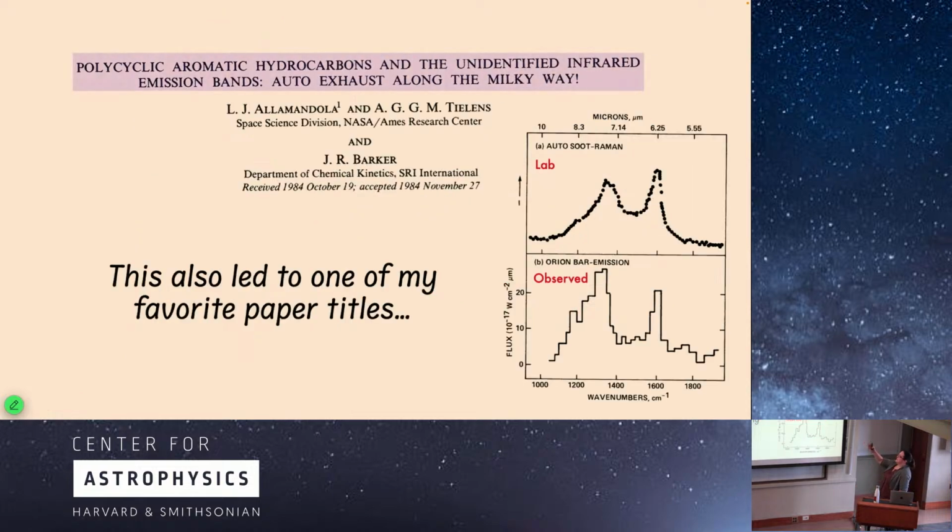This also led in the 80s to one of my favorite paper titles: polycyclic aromatic hydrocarbons and the unidentified infrared emission bands, auto-exhaust along the Milky Way. And this came about because of the comparison of the lab spectrum of auto-exhaust to the spectrum of the Orion Bar, showing the same features. So on Earth, of course, PAHs are very toxic and you don't really want to breathe them in. But in space, they are wonderful.